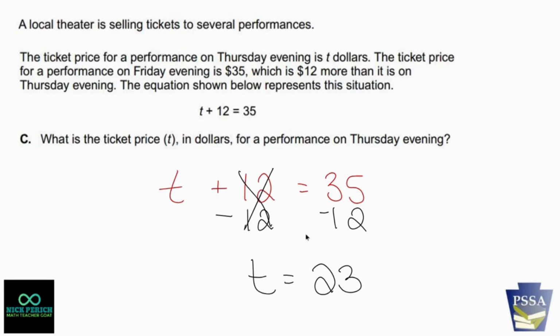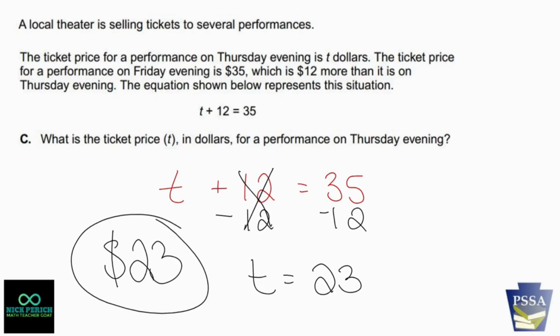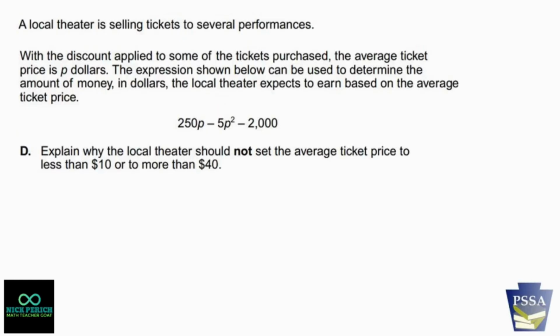Now, we can't circle T equals 23. That doesn't sound good. The question is being asked, what is the ticket price for a performance? We will say $23 and circle that. And that's all we have to do. Even for that one, we don't have to show our work. We just need to make sure that we get $23. Was all of this necessary? No. But does it look good? Absolutely it does. Now, more information before we hit part D.